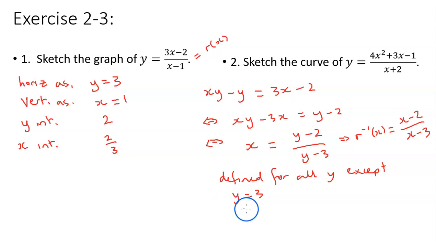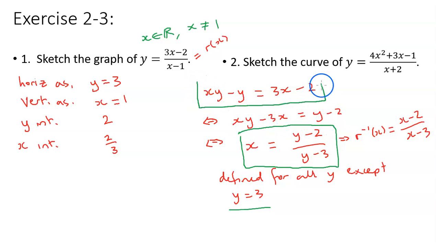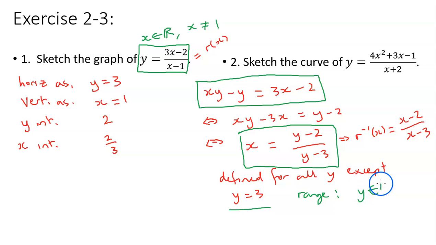Anyway, the main point is that except for y equals 3, for every other value of y, we can get an x that is sent to it. We're assuming that we have the natural domain here of the function r of x. So that's all real numbers x except for x equal to 1. So for every value of y, we can get an x that is sent to it, since this is equivalent to this, which is equivalent to this. So the range of the function is all real numbers y, but y does not equal 3.